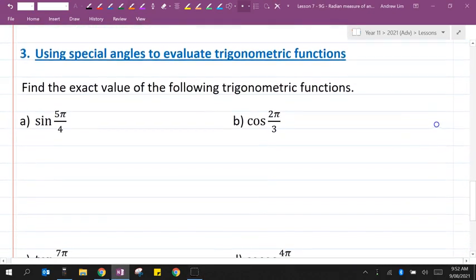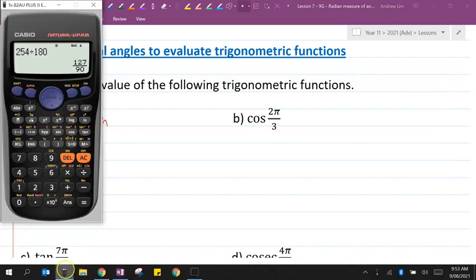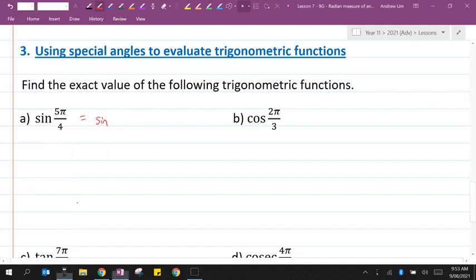Let's have a look at the last part of this lesson, using special angles to evaluate trig functions. Find the exact value of the following trig functions. So here we've got sine 5 pi on 4. What I like to do is, I actually like to convert these radians to degrees first. So we'll do 5 times 180 divided by 4 is 225. So technically I want to find what sine of 225 degrees is.